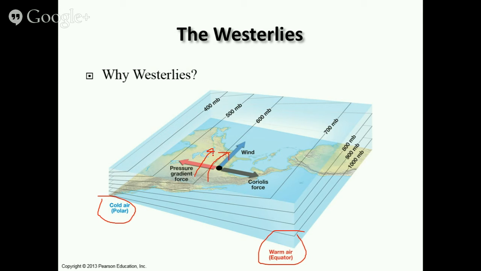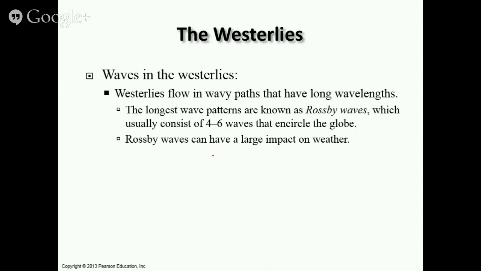So we're certainly in the prevailing westerlies there. Westerlies flow in wavy paths, and those wavy features are known as Rossby waves. Usually about 4 to 6 waves encircle the globe. So basically it's like a large carousel, and you're getting these undulations within that.